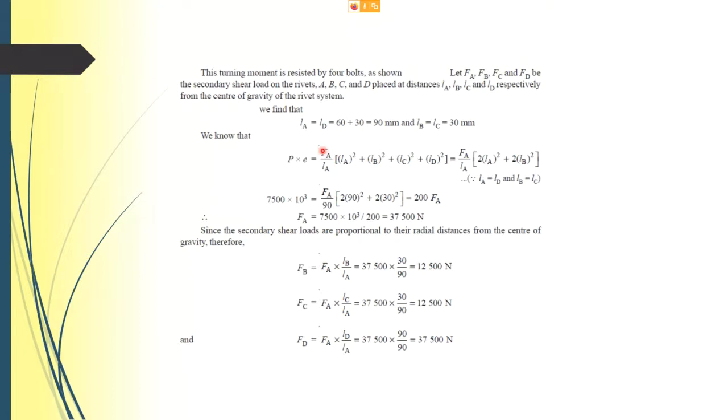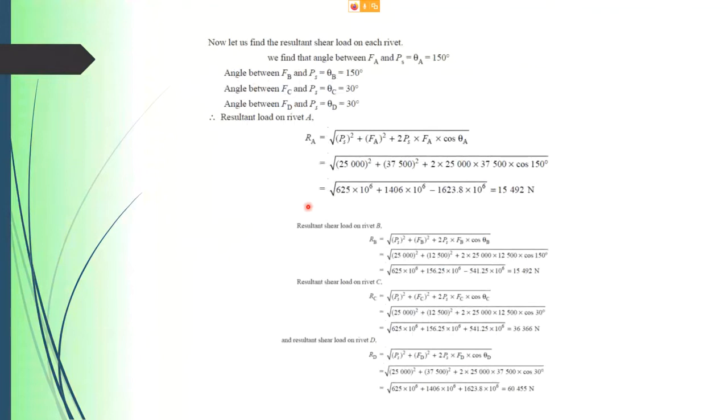So changing FA to be the subject, since you know the P times E and you know all the radial lengths, you will be able to find out FA, then FB, then FC, and FD. Once you have found out all the secondary shear loads, then you need to find out the angle. Now this is much easier to find. You just have to look at the geometry of the figure, then find out your RA, RB, RC, and RD.